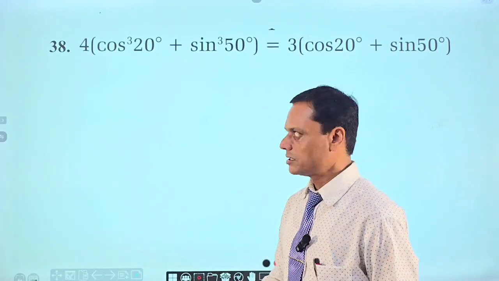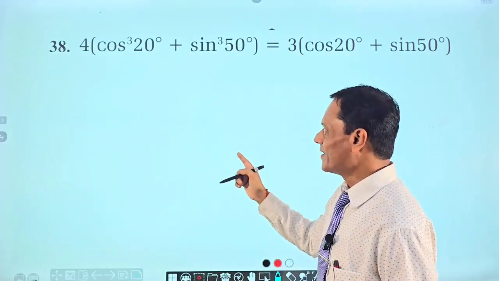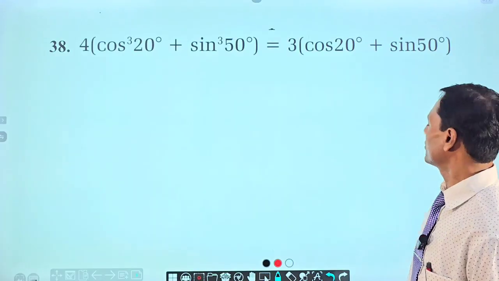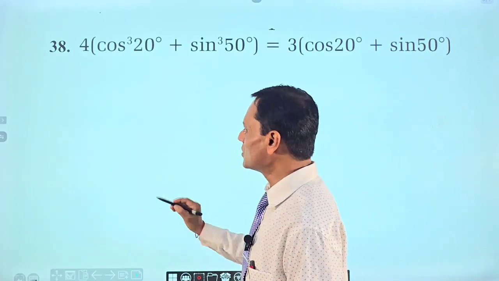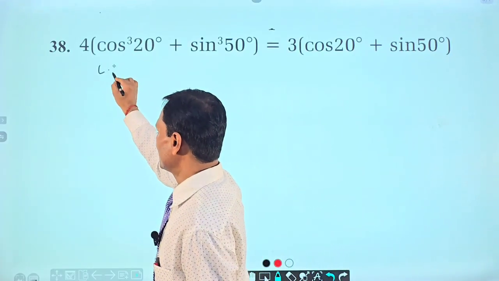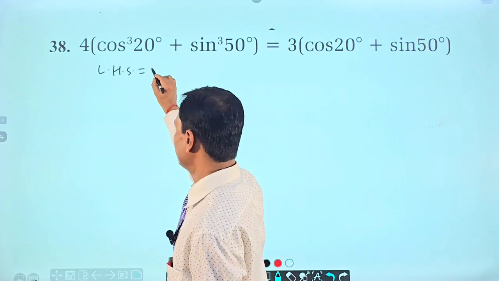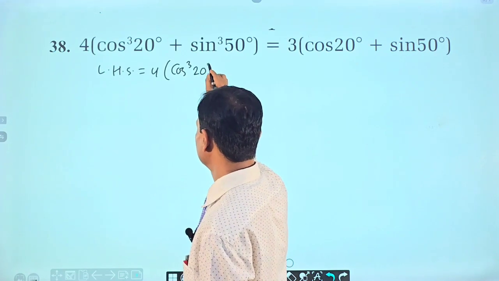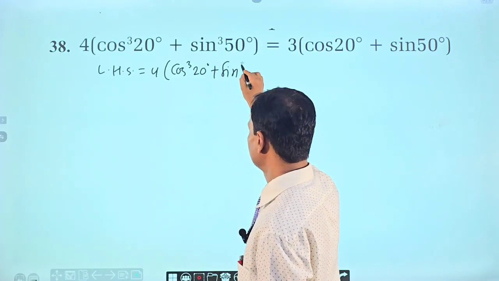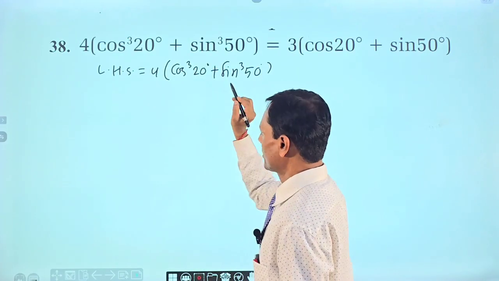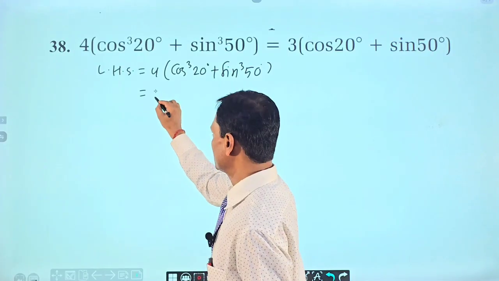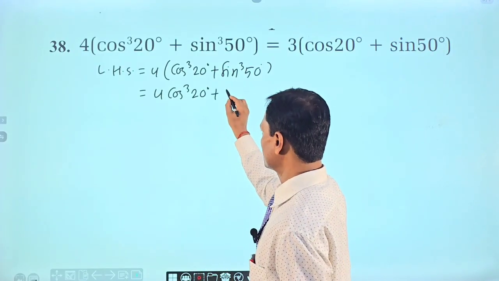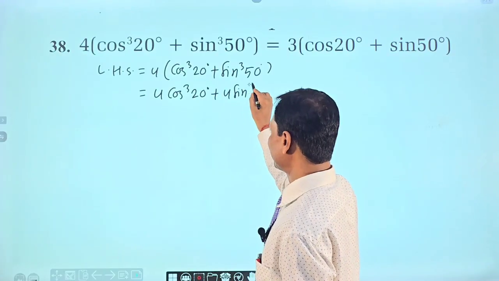Identity number 38: 4 times cos cube 20 degree plus sine cube 50 degree equals 3 times cos 20 degree plus sine 50 degree. So we have to choose the left hand side. Left hand side we have 4 times cos cube 20 degree plus sine cube 50 degree. Let's open the bracket: that is 4 cos cube 20 degree plus 4 sine cube 50 degree.